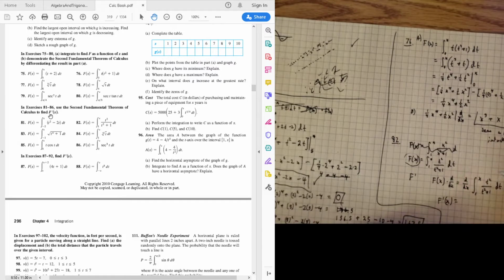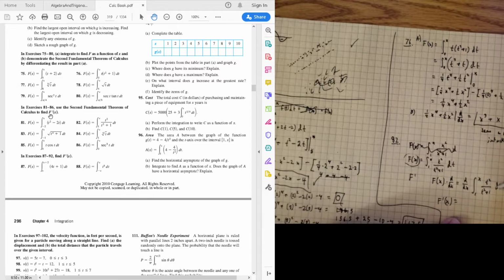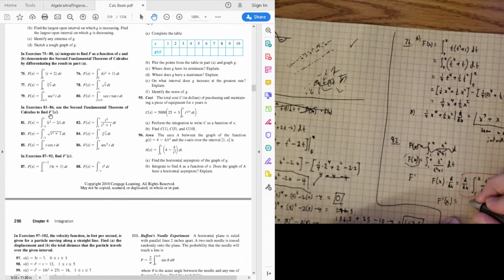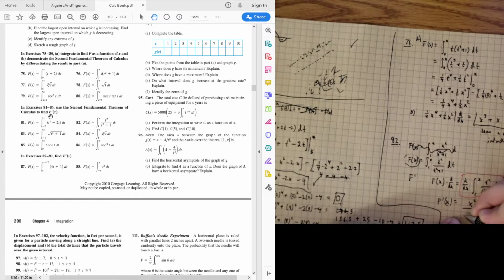And at this point, I can now take the shortcut. I know that this is the second fundamental theorem of calculus. This entire right-hand side is just the second fundamental theorem of calculus, which means the result is going to be the original function, t squared over t squared plus 1, replaced with x.